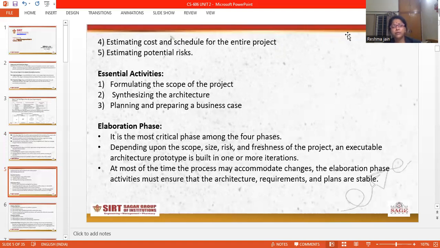What are the essential activities in the inception phase? The activities are formulating the scope of the project, synthesizing the architecture, and planning and preparing a business case.